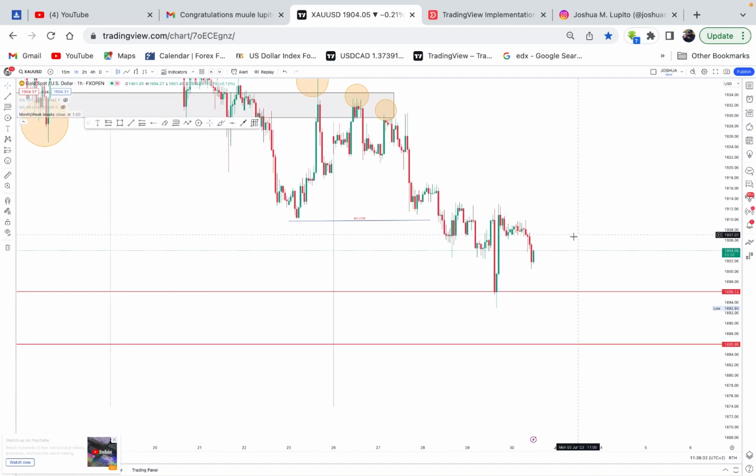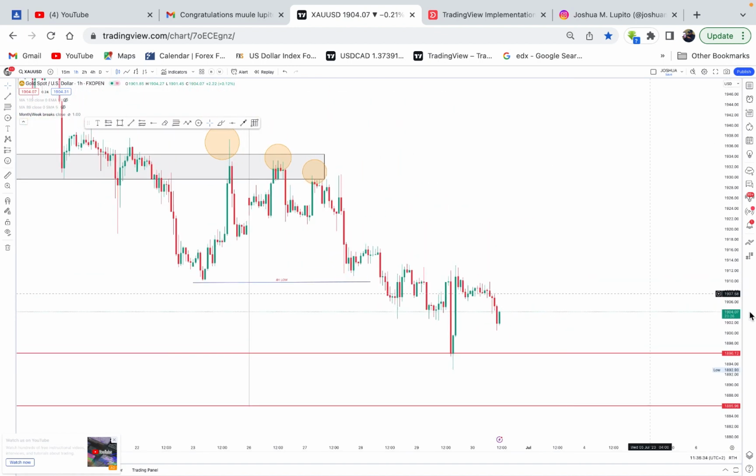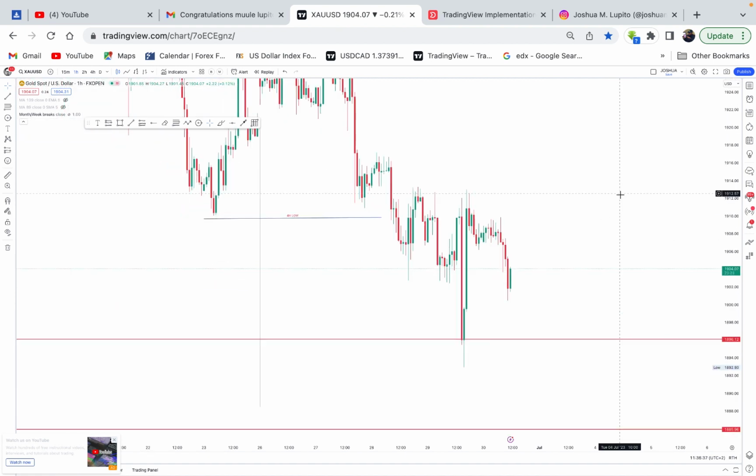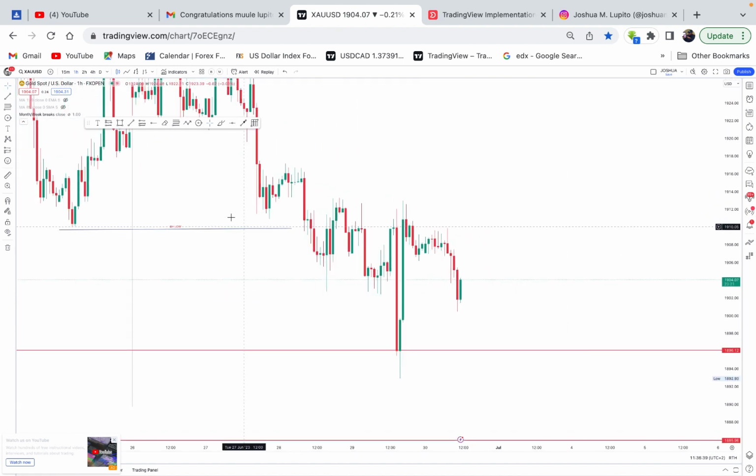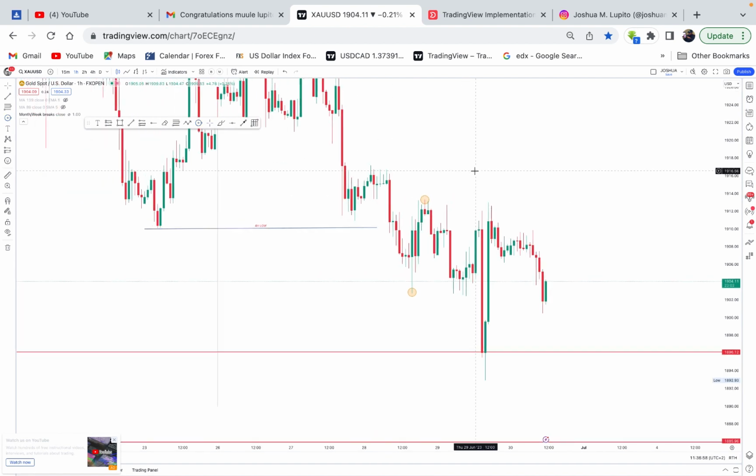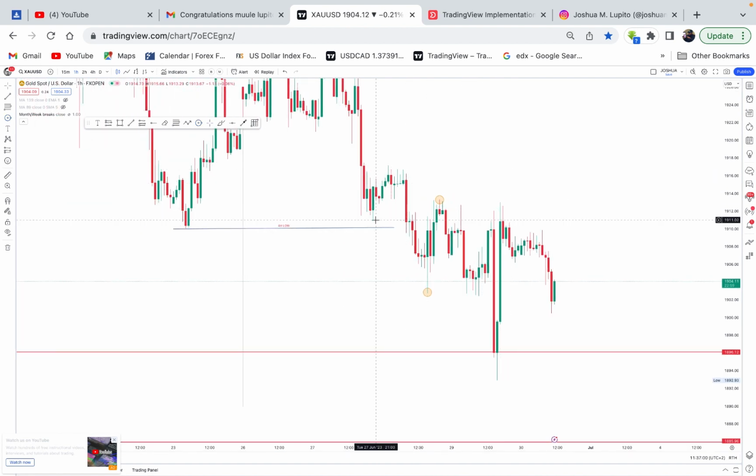Okay, what else? So this was a level where the market broke, gave us a new low at this point. Another high at that particular point, identifying market structure. Low, high, low, high, low, high, market came down.